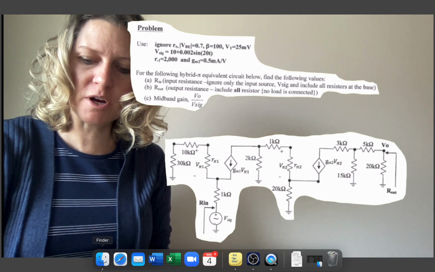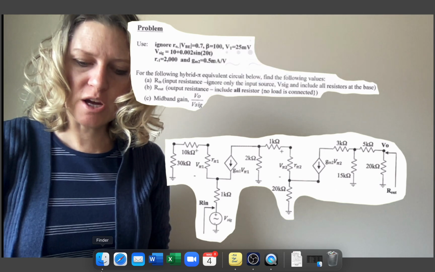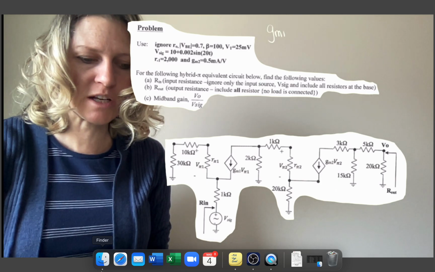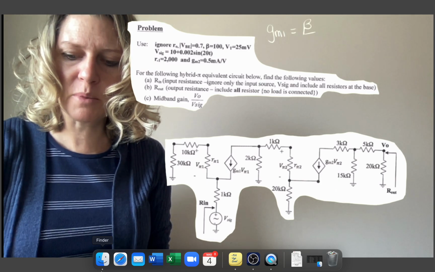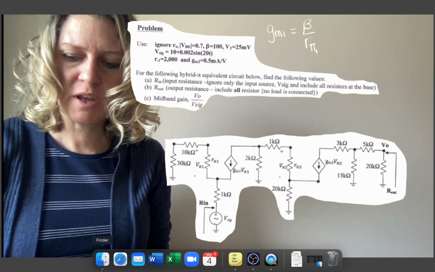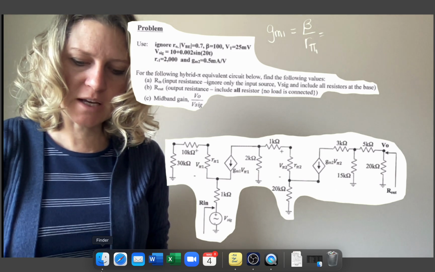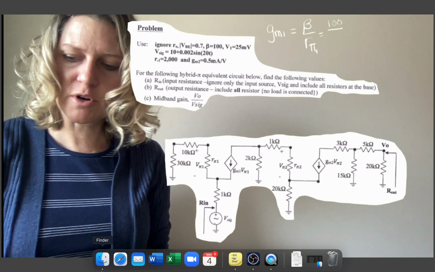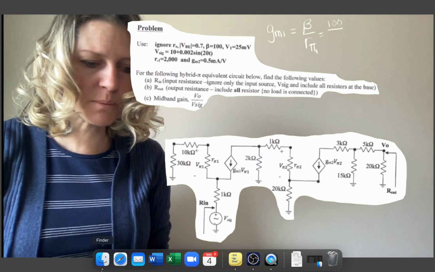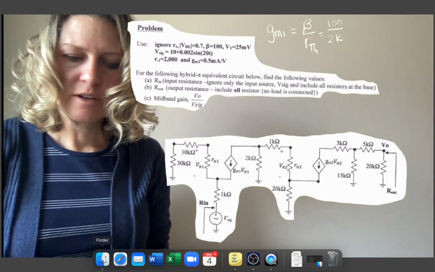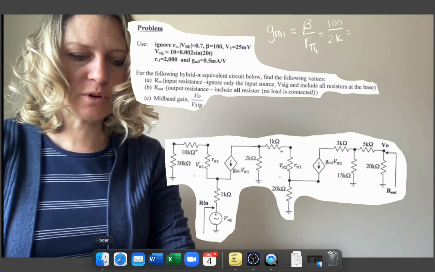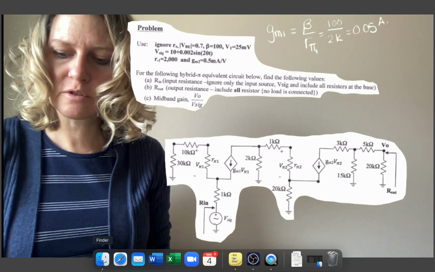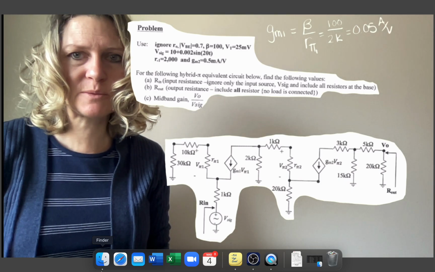So first off, we want to find GM1 from the RPi1. So we know that GM1 is related to RPi1 by beta over RPi1. So beta is given here as 100 over RPi1, which is 2K. So that gives a value of 0.05 amps per volt, or 50 milliamps per volt.